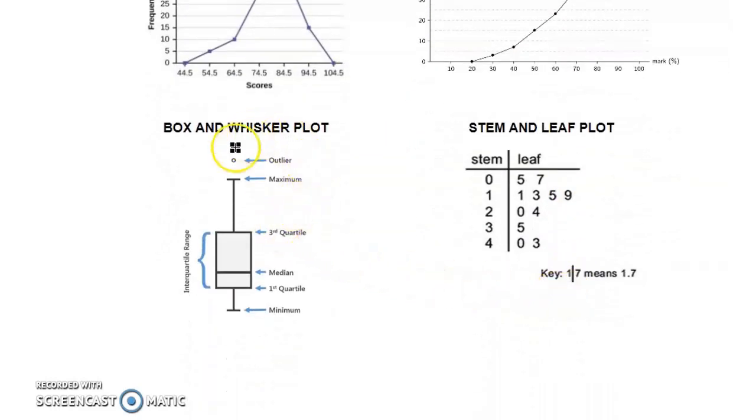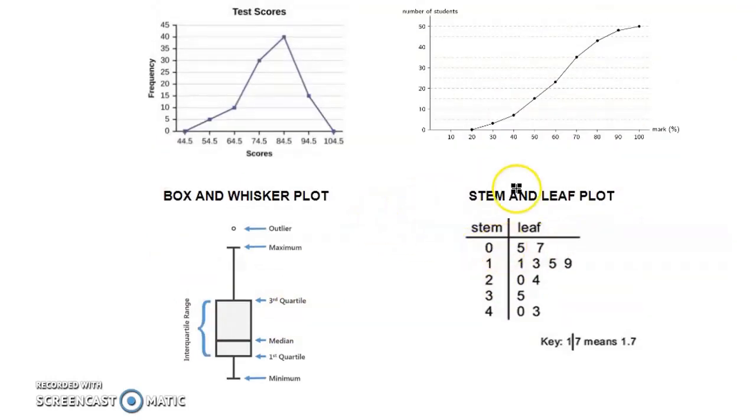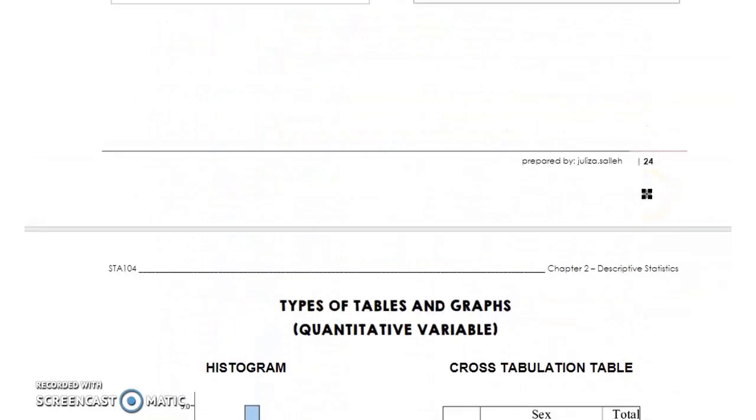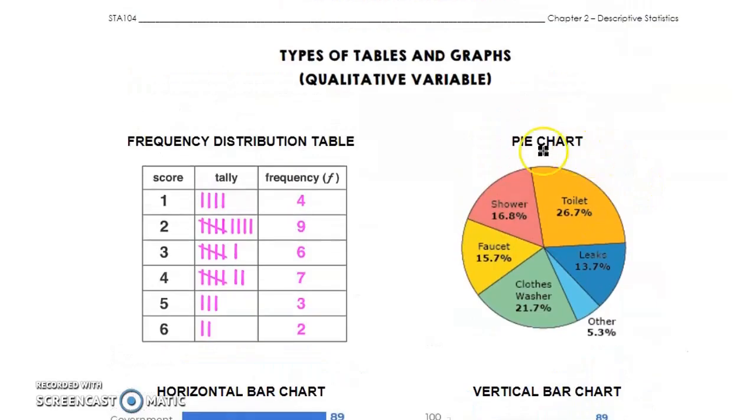This is box and whisker plot. This is stem and leaf plot. Later on we will see how to draw these quantitative variables. So in this video, we're going to learn how to draw these qualitative variables first.